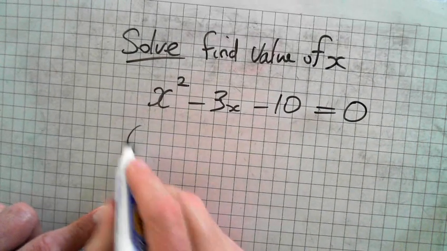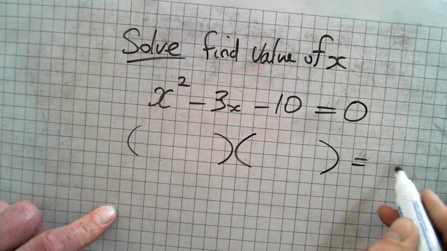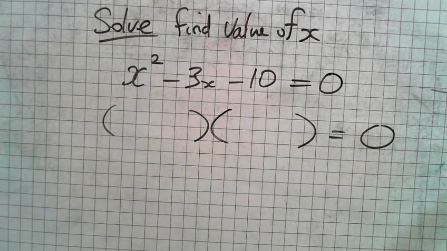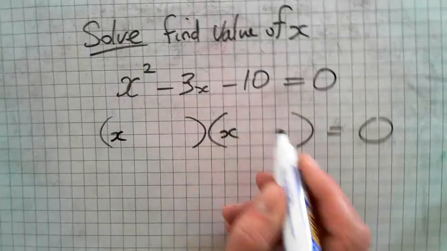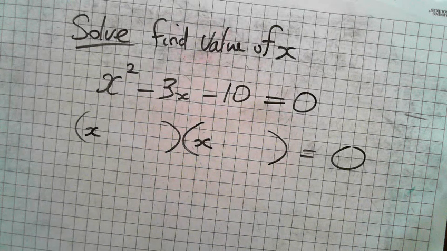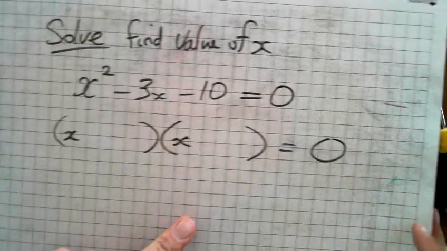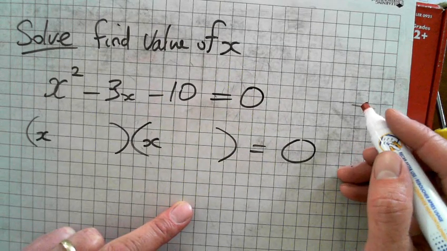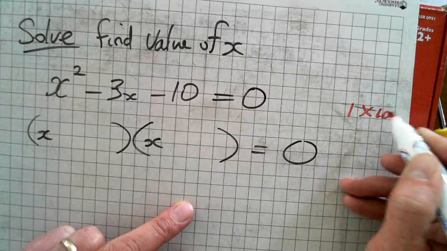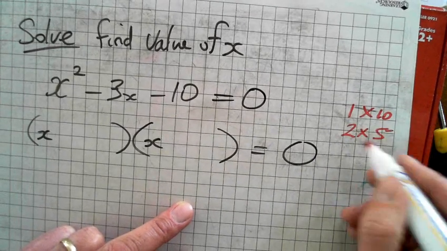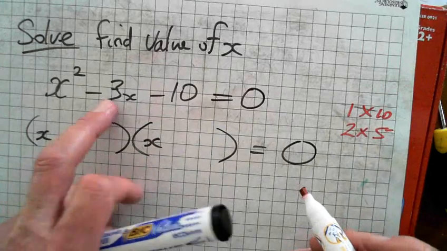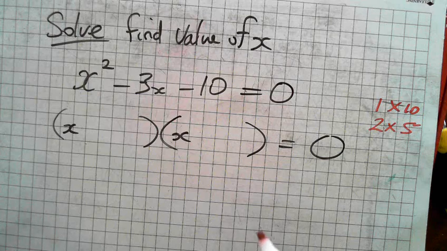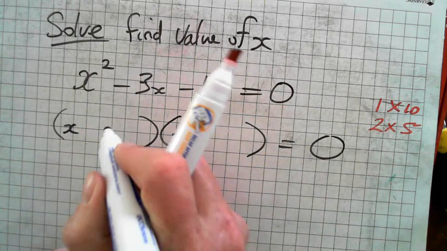Right, so the first thing you do is you put brackets. You put your x and your x. And what do you do about the 10? Find factors. Good stuff. Over here on the right hand side, we'll write down the factors of 10. Start with 1 times 10. Now which pair add or subtract to give you 3? Minus 5 and plus 2. Minus 5 plus 2 gives you minus 3.